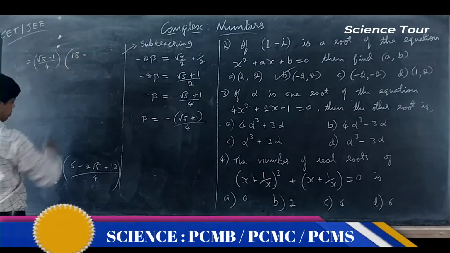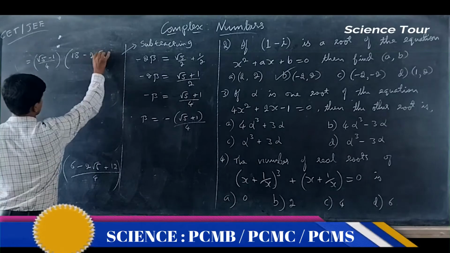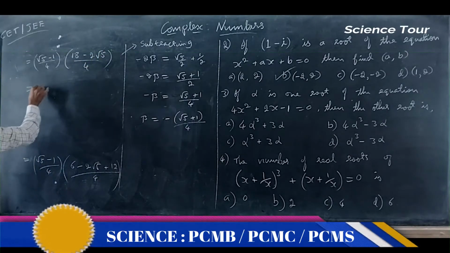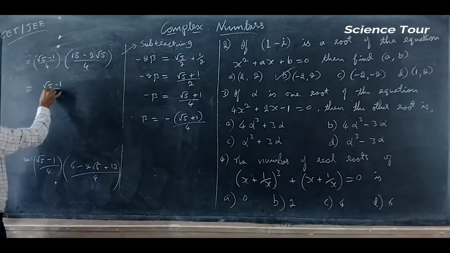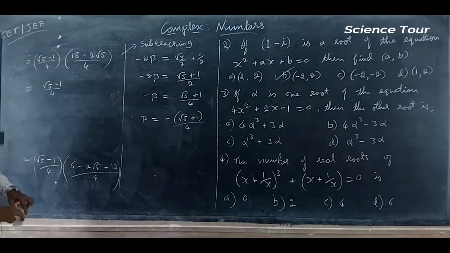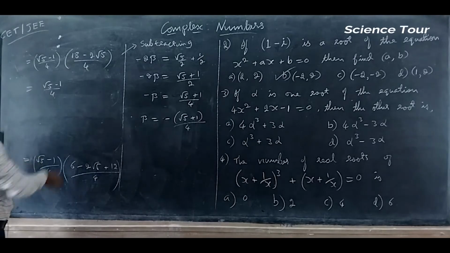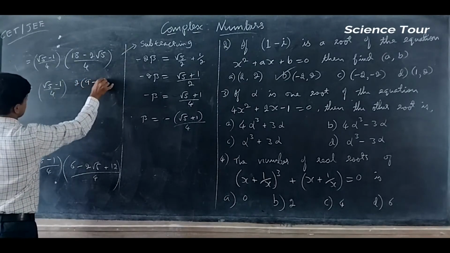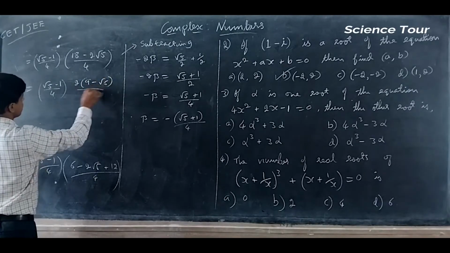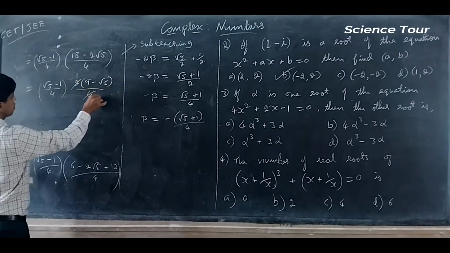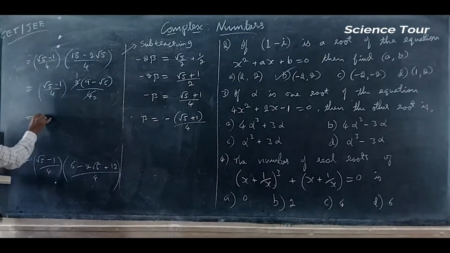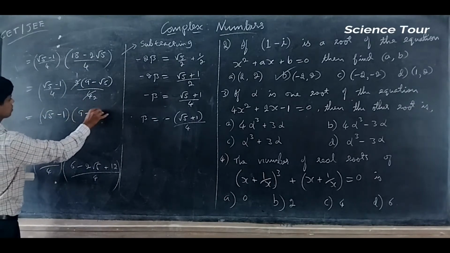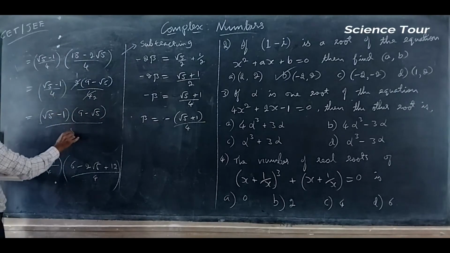So this is (18 minus 2 root 5) divided by 4. What I can do is write this as (9 minus root 5) divided by 2. Now this is so much easier. So (root 5 minus 1) and (9 minus root 5) divided by 2 fours are 8.